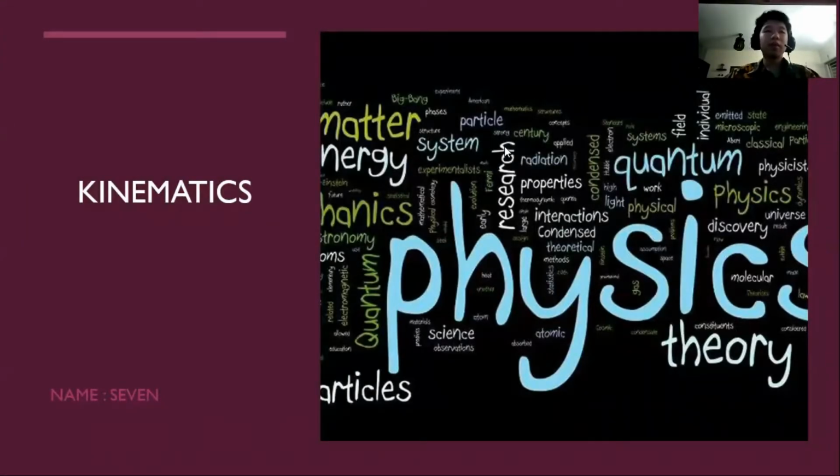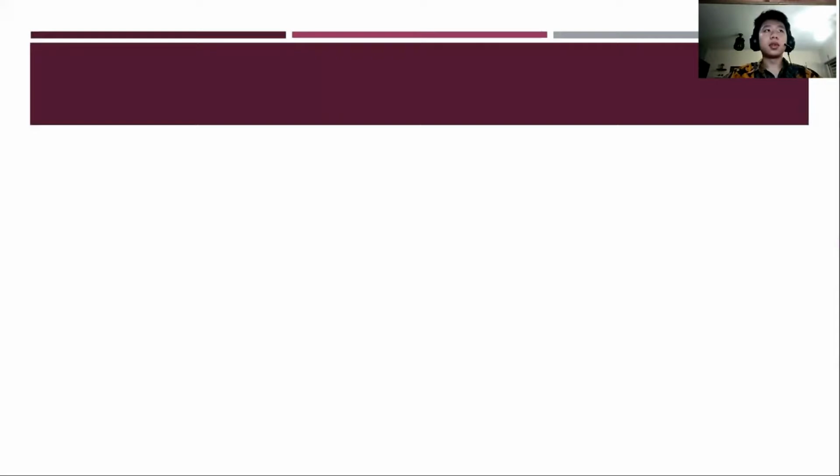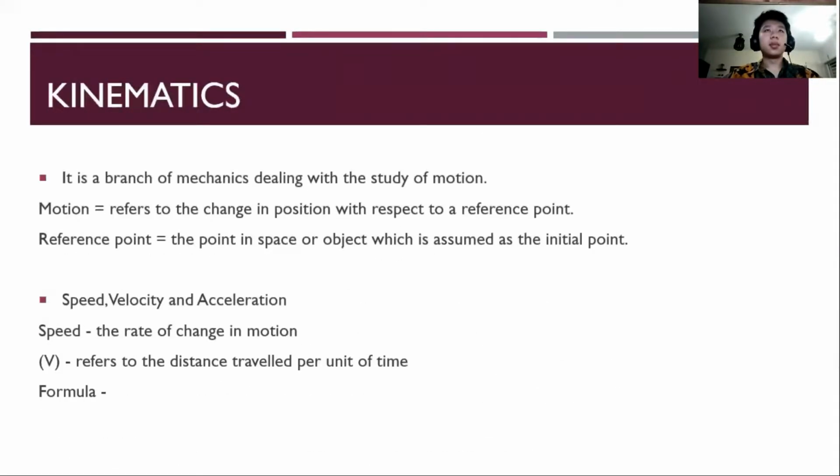For today's lesson, I'm gonna give a short lecture about kinematics. So first, what is kinematics? Kinematics is a branch of mechanics dealing with the study of motion. And what is motion? Motion refers to the change in position with respect to a reference point. And what is a reference point? A reference point is a point in space or object which is assumed as the initial point.